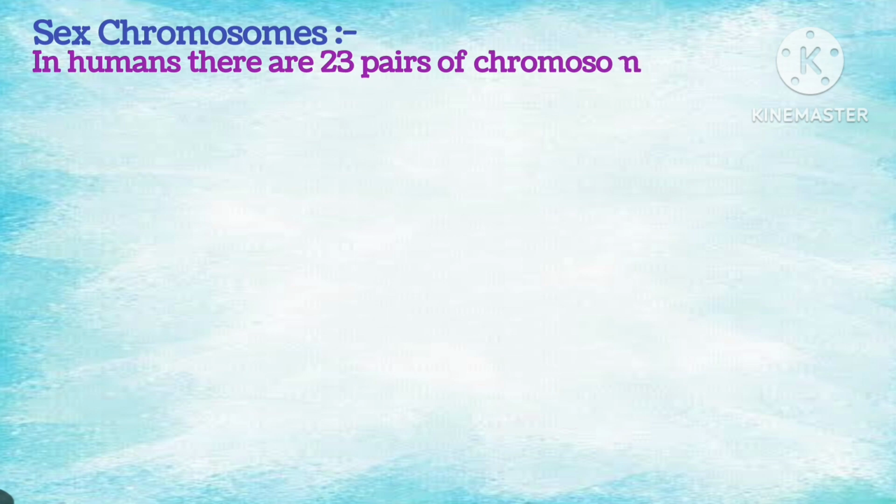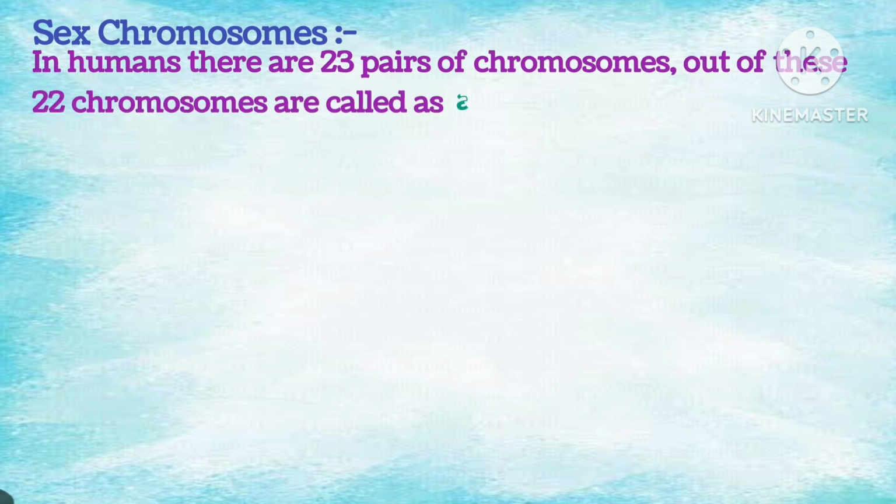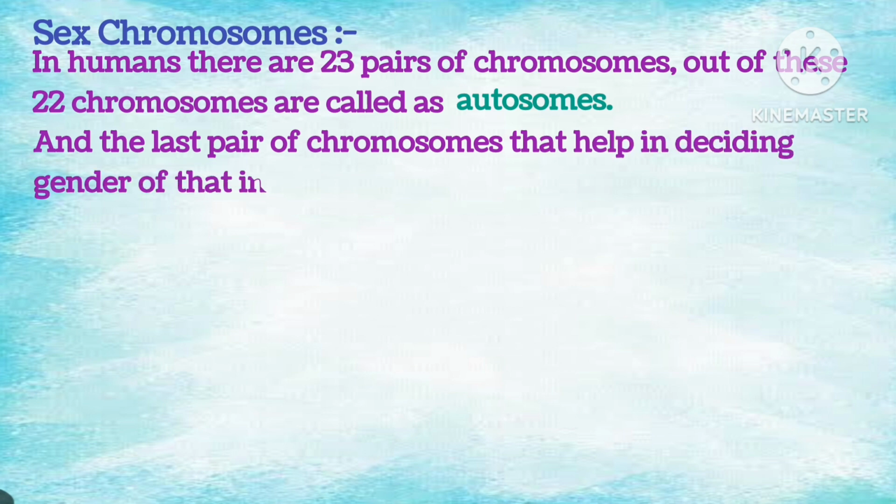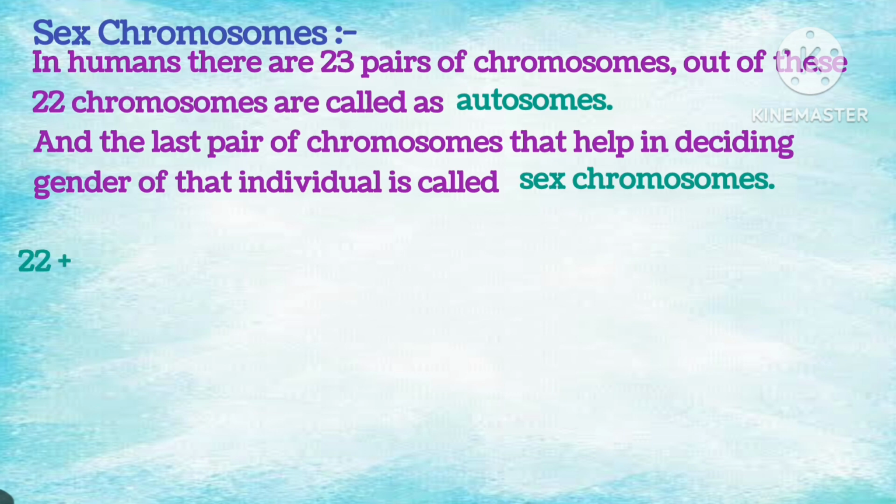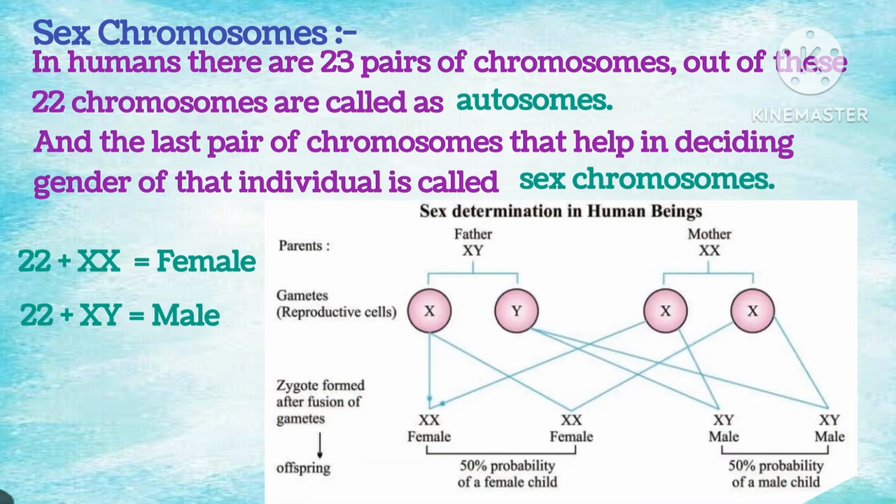Sex chromosomes. In humans, there are 23 pairs of chromosomes, out of which 22 are autosomes or body cells, and the last pair of chromosomes that help in deciding the gender of the individual are called sex chromosomes. So we can write it as 22 plus double X for female and 22 plus XY for male. As you can see in the picture, when the father's and mother's sex cells are crossed, there is a possibility of 50% female and 50% male child to be born.